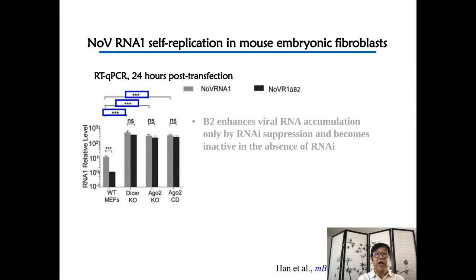Moreover, in spite of B2 expression, wild-type RNA1 replicated to significantly higher levels in RNAi defective cells than in wild-type cells, indicating that compared to knocking out Dicer or Ago2 slicing activity, B2 suppression of RNAi is not complete, it's partial. This is a very important point. So even during wild-type B2 expression, RNAi is not completely suppressed.